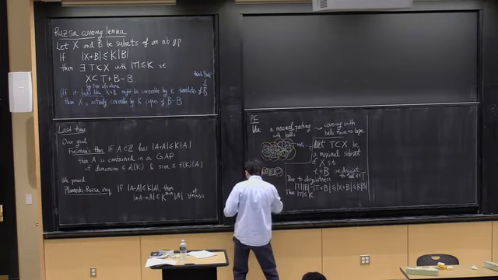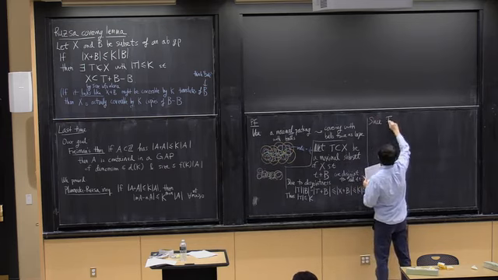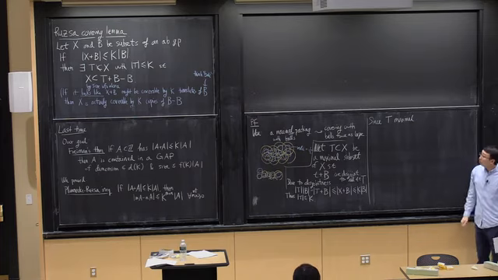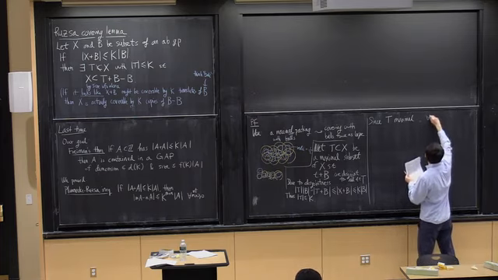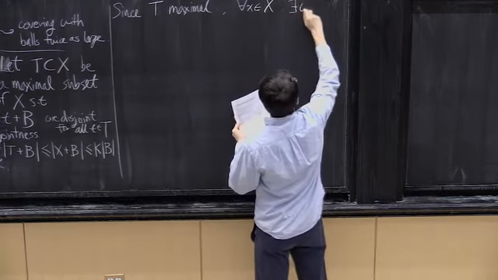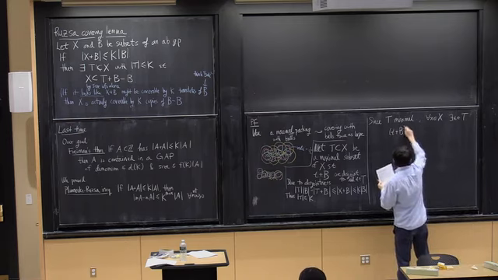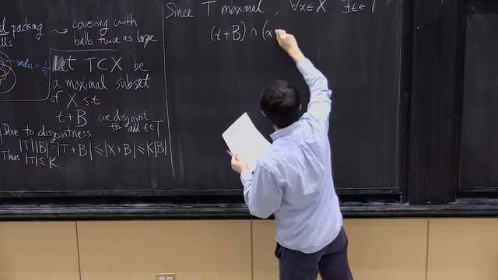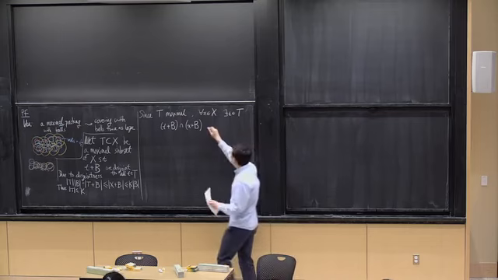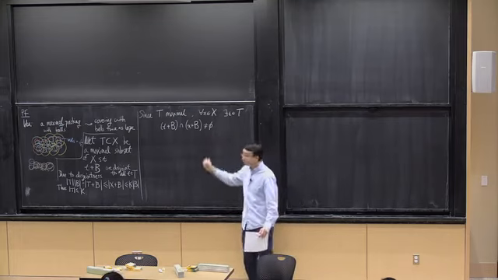Now, since T is maximal, we have that for every little x, there exists some little t such that the translate of B given by x intersects one of my chosen translates. Because if this were not true, then I could have put in an extra translate of B.